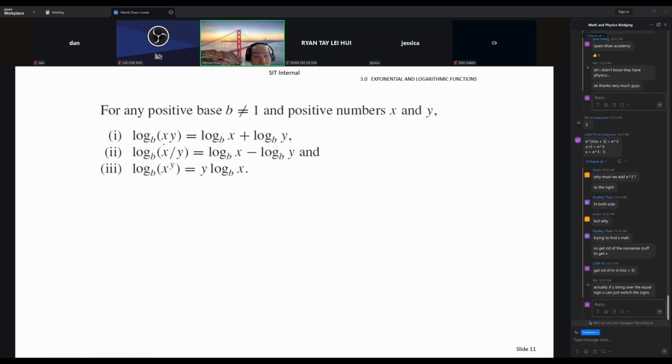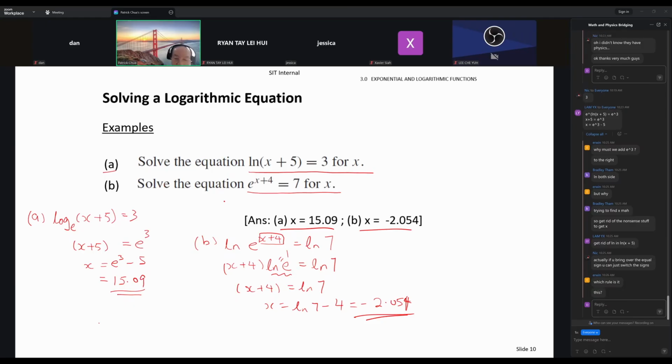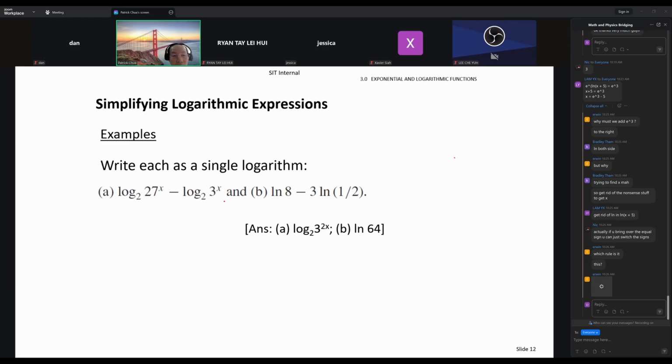Log to base b of x times y is log to base b of x plus log to base b of y. Multiplication is a plus, then division is a minus. Log to base b, where b can be any number, of x to the power y: you can bring the y forward, so you get y log to base b of x. We have used some of this already in our solution. Okay, next slide. More examples.